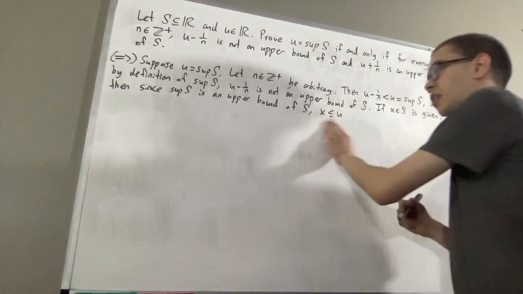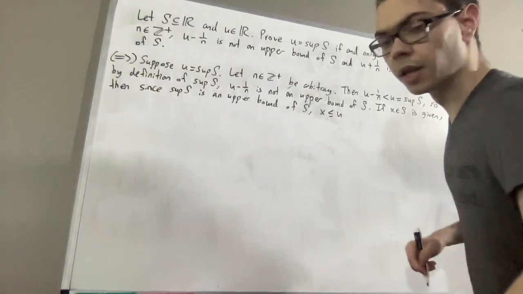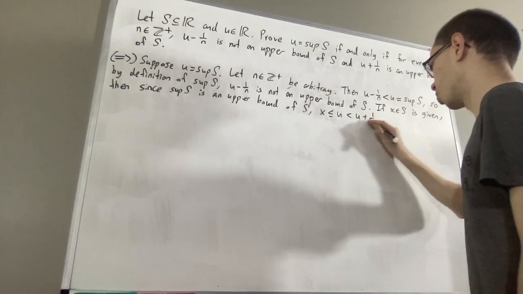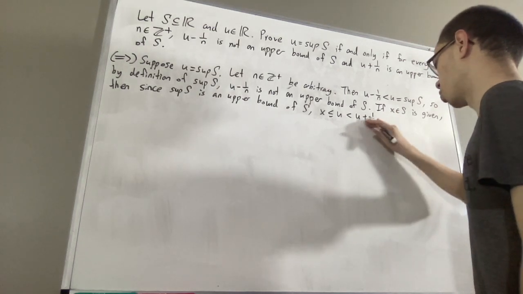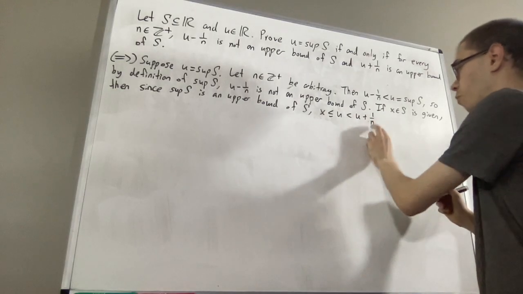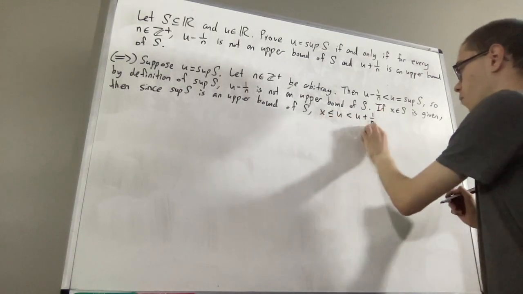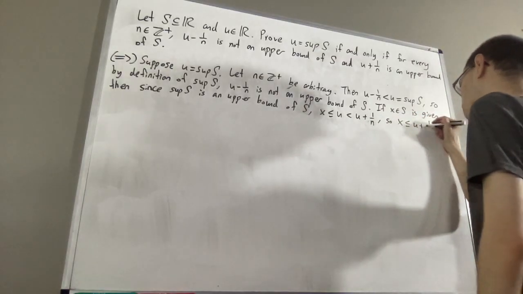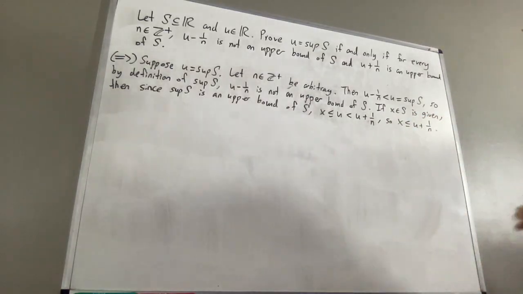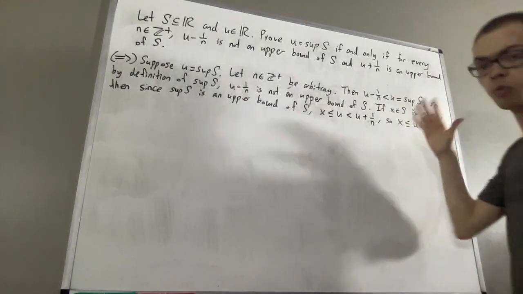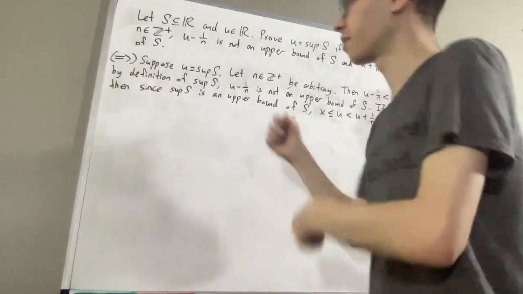So x is less than or equal to the supremum of S. In other words, x is less than or equal to U. And U is less than U plus 1 over n. So this shows x is less than U plus 1 over n. So x is less than or equal to U plus 1 over n. So this shows if x is any element of S, x is less than or equal to U plus 1 over n. So U plus 1 over n is an upper bound of S.